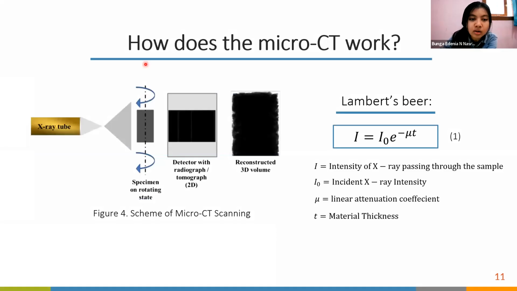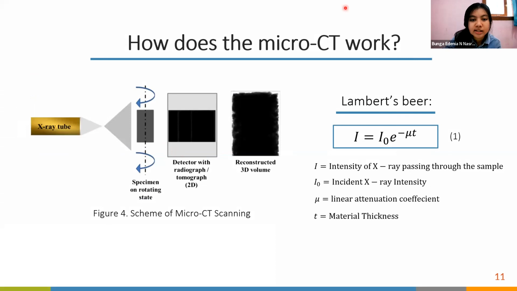So how does the microscopy work? It is based on the different attenuation of X-ray produced from the X-ray tube. This X-ray will pass through the specimen on a rotating stage, and the detector will record a set of projections at every angle, which will then be reconstructed to obtain the reconstructed image of our sample.